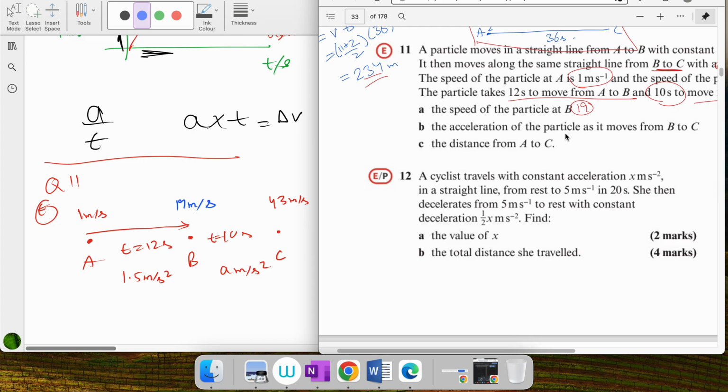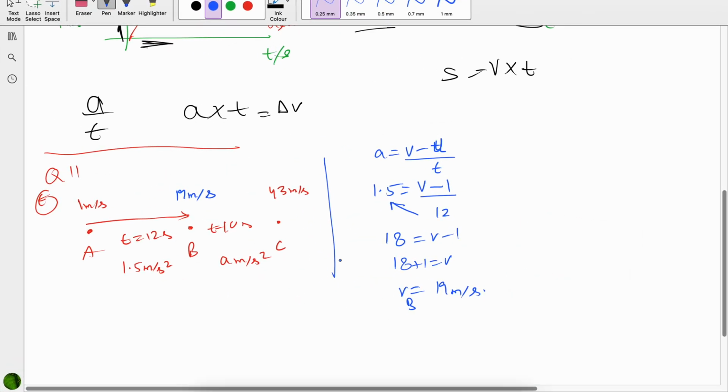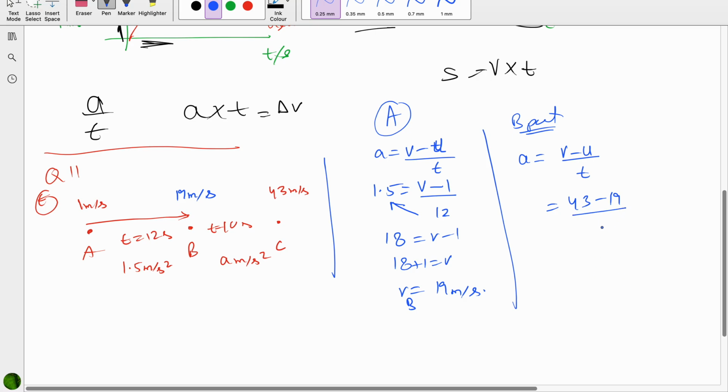B part says the acceleration of the particle as it moves from B to C. So acceleration is final velocity minus initial velocity divided by time. Final is 43, initial is 19 for this section, and time taken is 10 seconds. So 43 minus 19 is 24 by 10. That gives you 2.4 meters per second square. So this acceleration is 2.4.